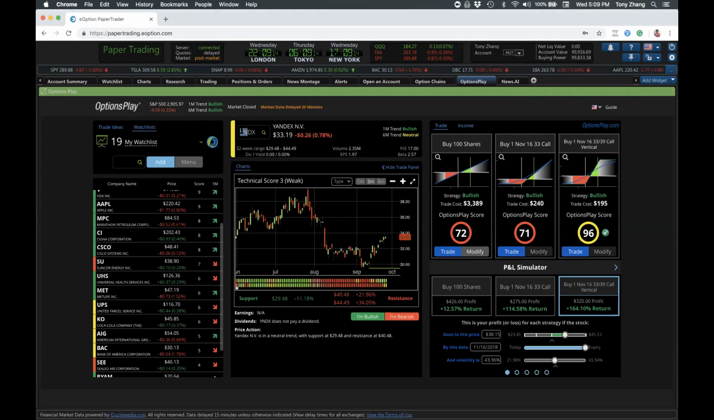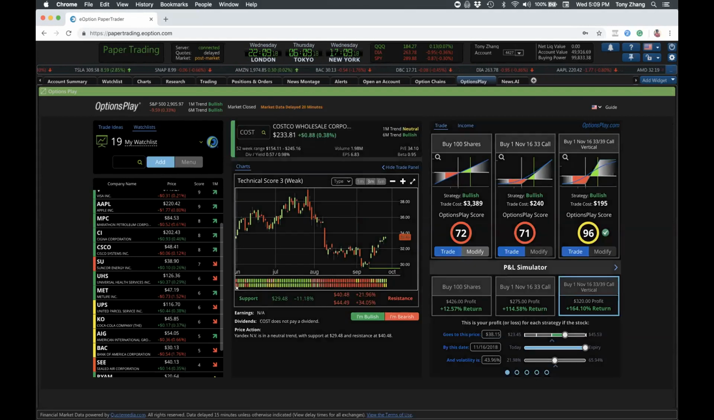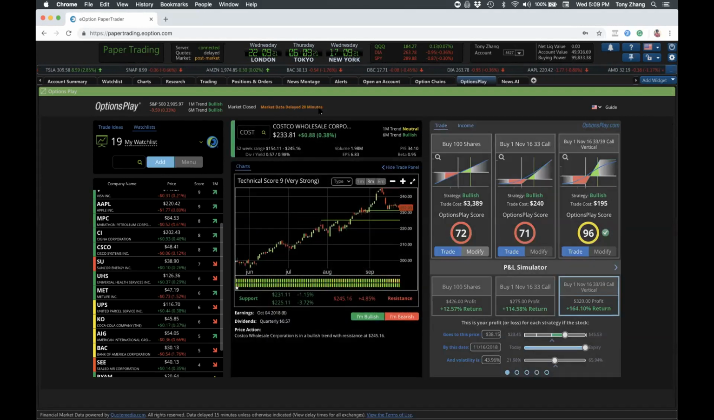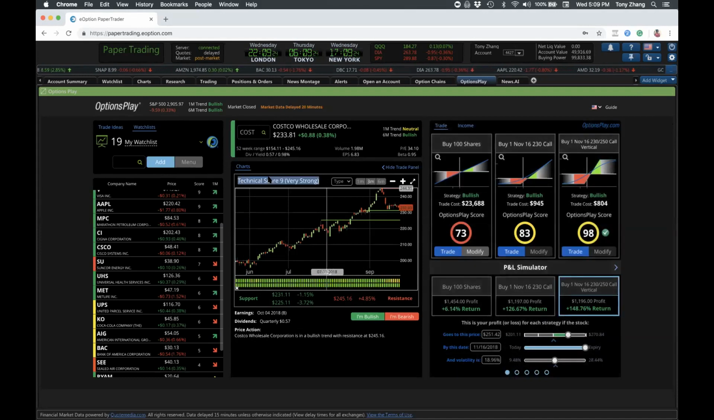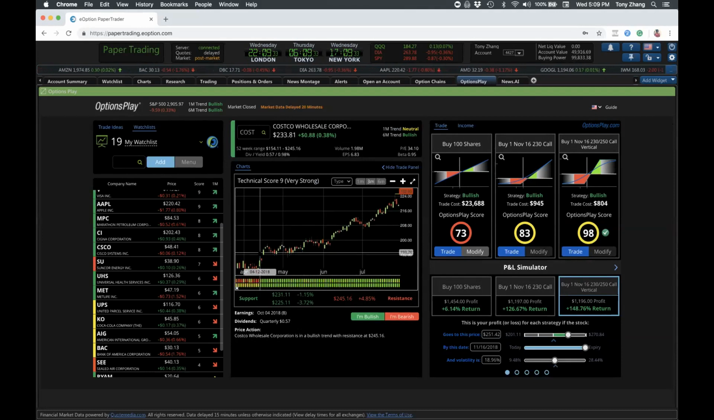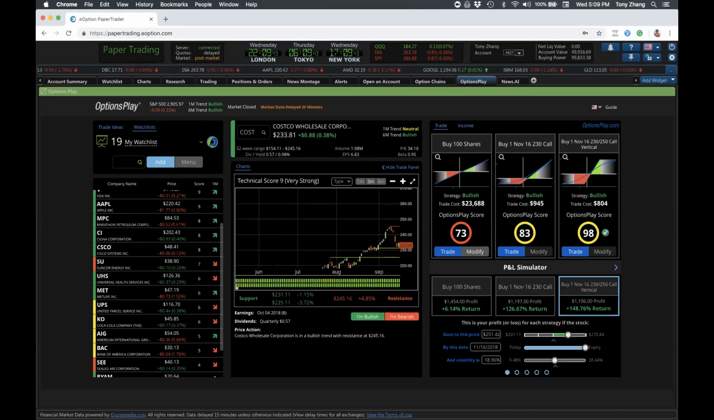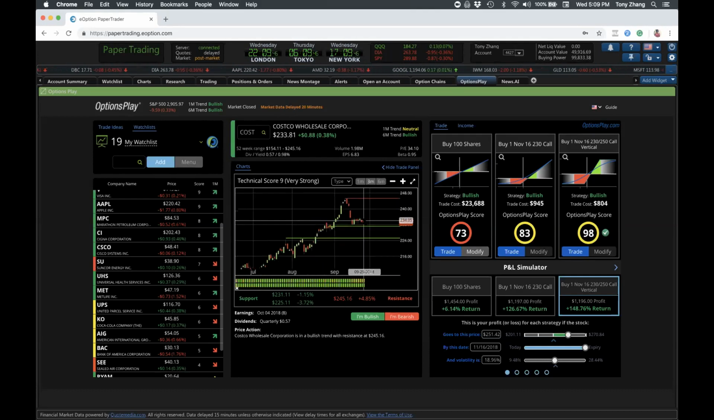Let's just look at one more example here. Let's see, Costco. This was actually a stock that I was looking at today. This is a very strong stock, a score of 9. The 1 month trend is neutral, 6 month trend is bullish. As you can see, this stock had a very nice run since mid-April. It turned bullish when it was trading around 187, that was when the trend indicator turned bullish, and it's now trading at 231. So since April till now, it's had a tremendous run, but recently pulled back quite a bit.